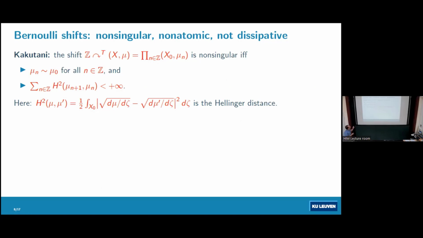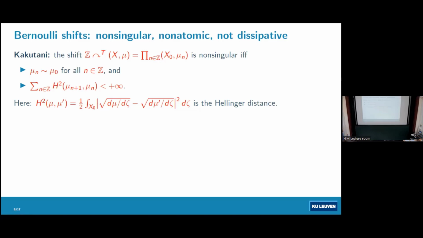So somehow mu_{n+1} should be close enough to mu_n, so the distance squared of mu_{n+1} and mu_n should be summable. And here you measure the distance in the so-called Hellinger distance, and the formula is written here. It is actually the L2 distance between the square roots of the Radon-Nikodym derivatives. So it's an L2 distance.